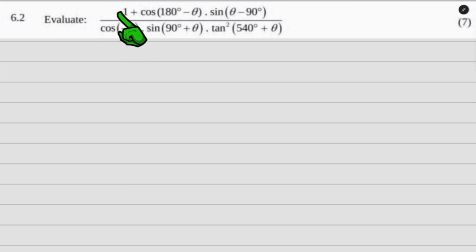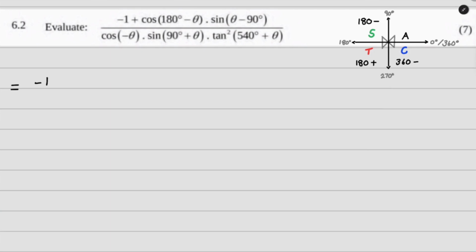That -1 can stay because I can't really simplify that. So over here, I'm going to reduce. To reduce things, you need your cast diagram. So let's get that going quickly. Okay, with the cast diagram, this is in the 180 minus quadrant, which is this quadrant over here. And in that quadrant, only sine is positive. So that will imply that this cos will be negative there. So this just changes into negative cos theta.